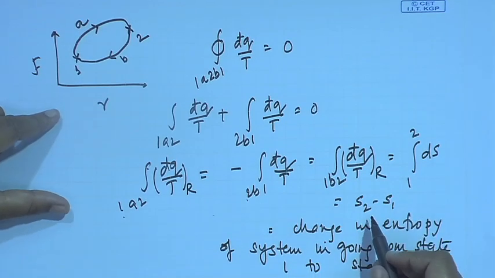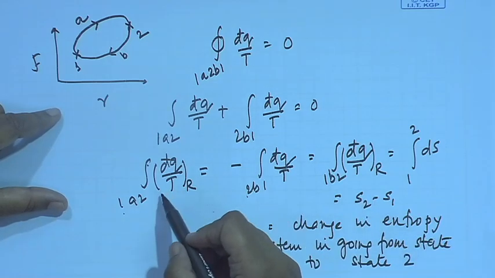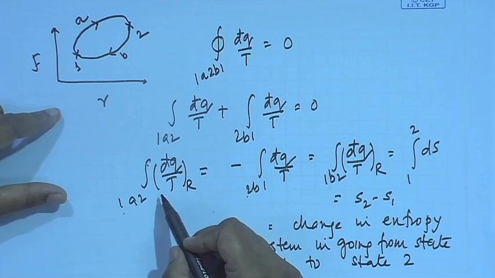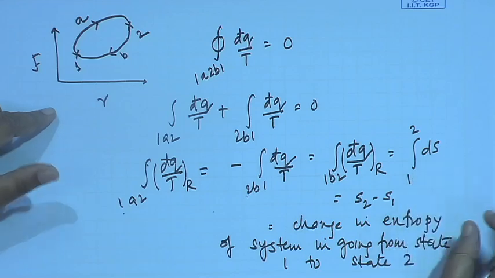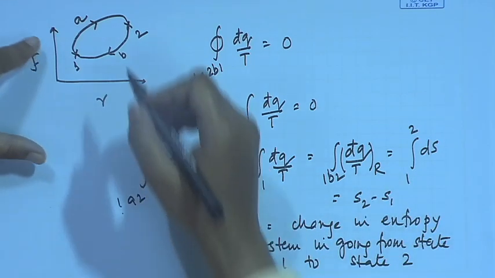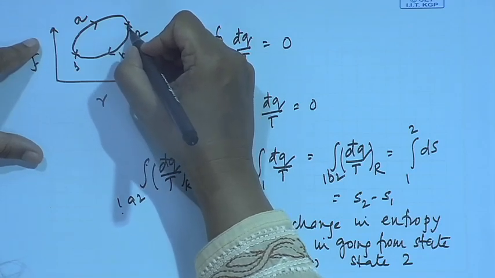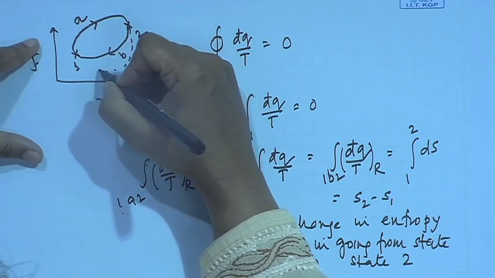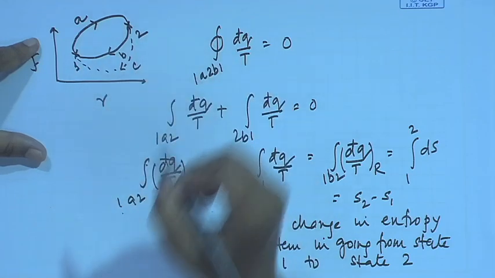So, therefore, we have found this out. For a reversible cycle, the quantity dq by T is equal to the change in entropy of the system in going from the same initial to the same final state. Now, this was for a reversible cycle. Now, suppose the system returns from state 2 to state 1 by an irreversible process, say 2C1.